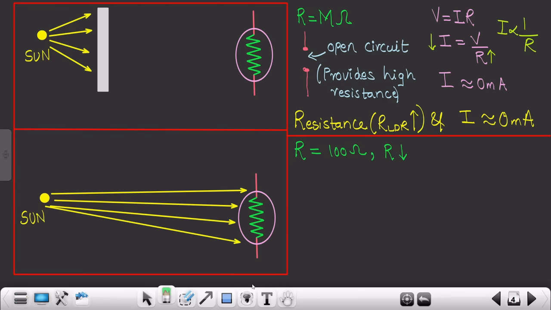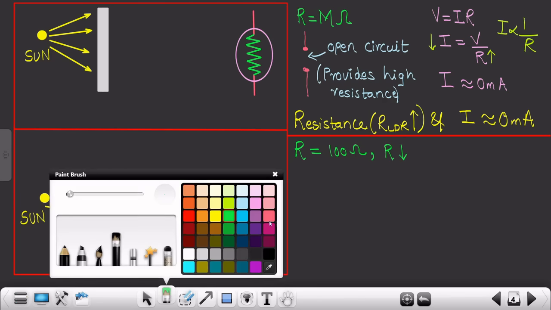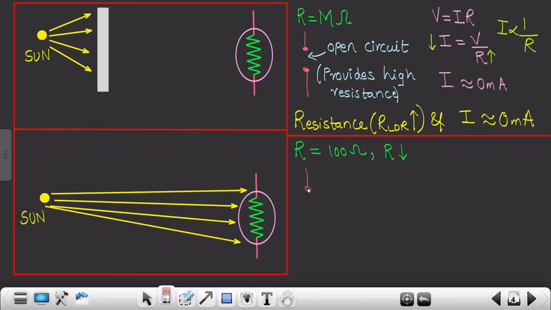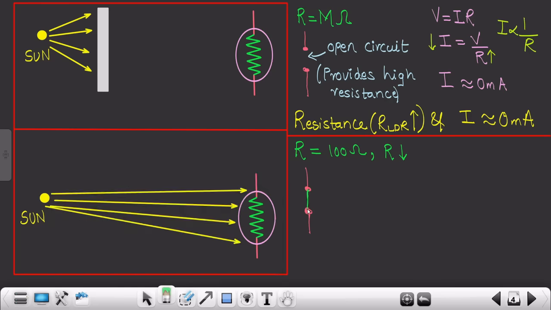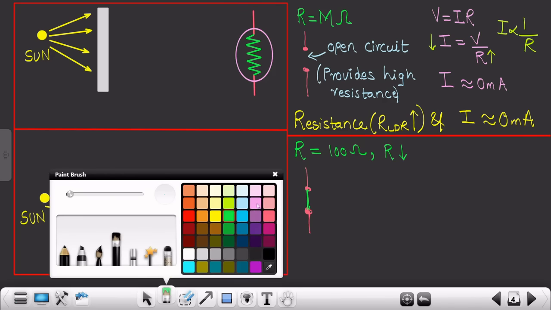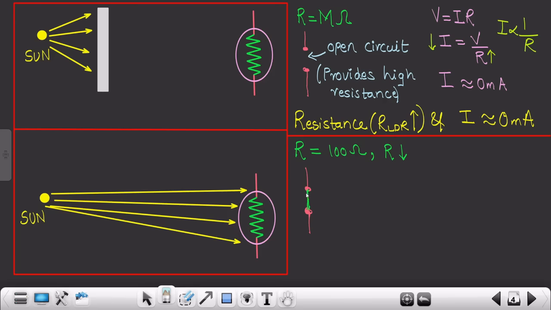Let me show over here how exactly it will look. This is how it is going to look. It will act as if it is short circuited. That means the current will now be able to flow through this particular resistor. I hope you are getting my point. It will act as if it provides less resistance, or negligible resistance.